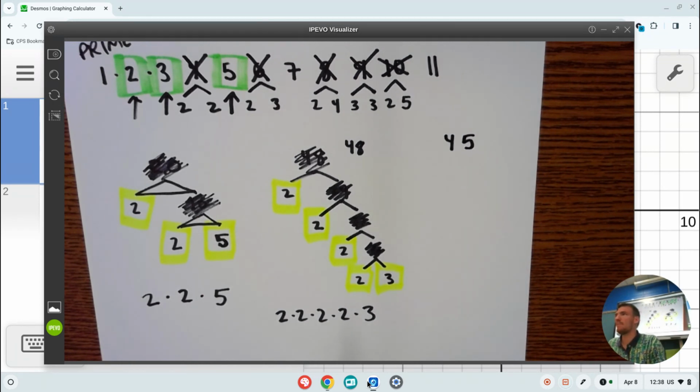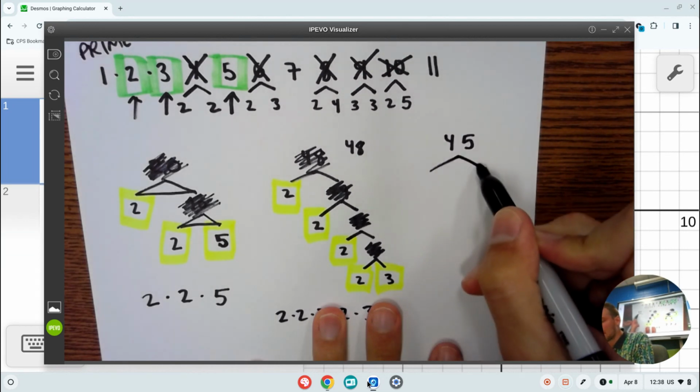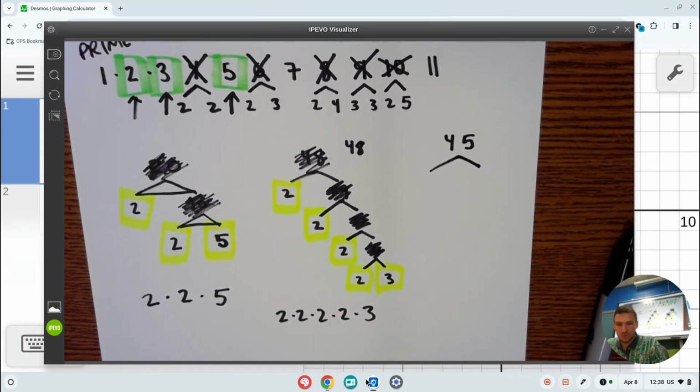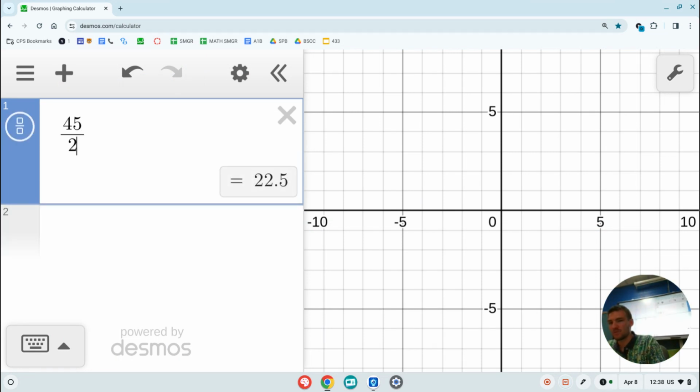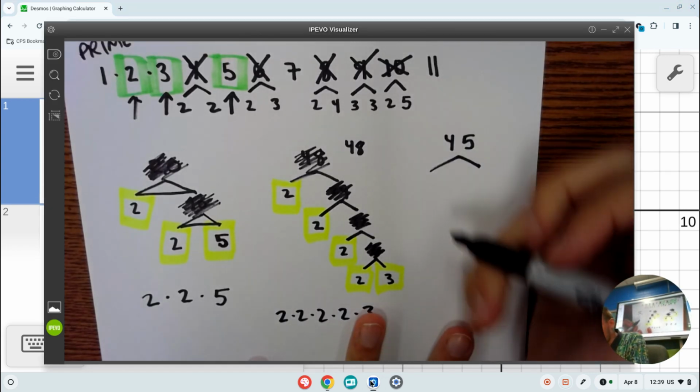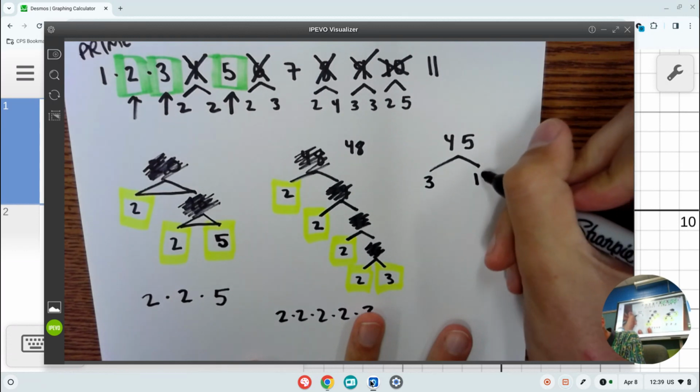Stay with me, help me out here. 45. Is 45 prime? I'll give you a hint. If it's not the number 2 or the number 3 or the number 5, it ain't prime. We're trying to break it down. So with this 45, can you divide 45 by 2? If I go here, 45 divided by 2, it tells me a decimal. So what do I do instead? If 2 doesn't work, check 3. What's 45 divided by 3? 15. Okay. So I'm going to break this 45 into 3 times 15.